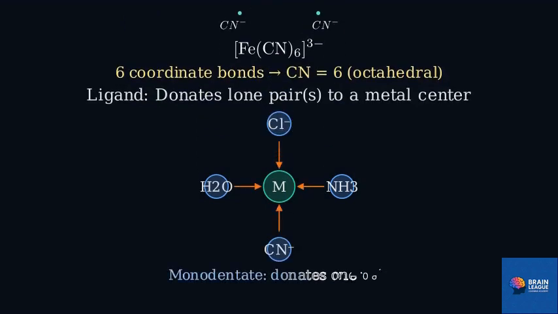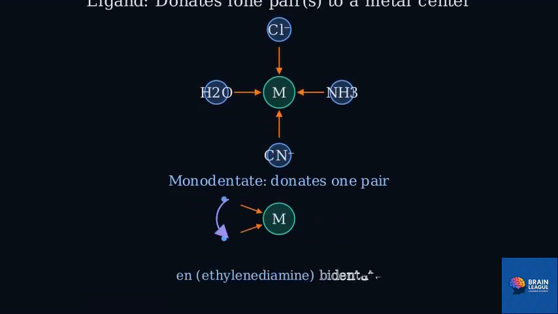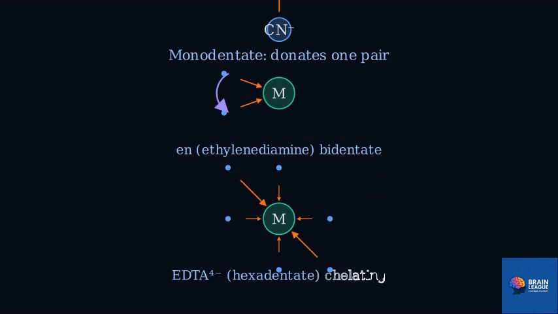A ligand is any ion or molecule that donates one or more electron pairs to a central metal. Types of ligands. Monodentate donates 1 pair, for example, ammonia, water, chloride, cyanide. Bidentate donates 2 pairs, for example, ethylenediamine or oxalate. Polydentate, also called chelating, donates many pairs, for example, EDTA, giving highly stable chelates.